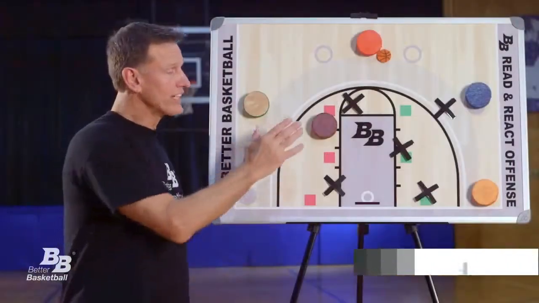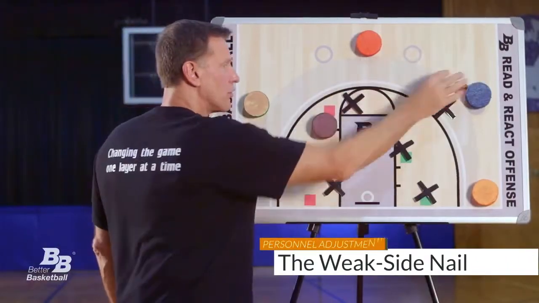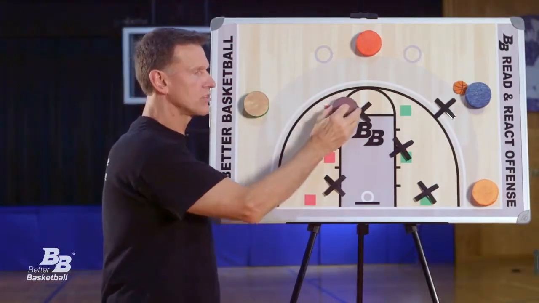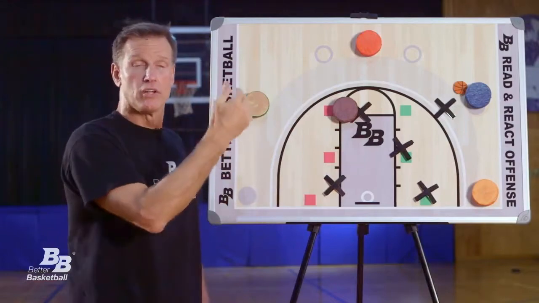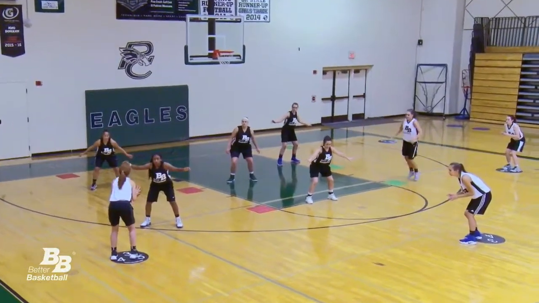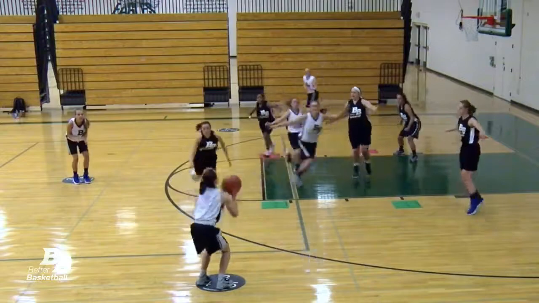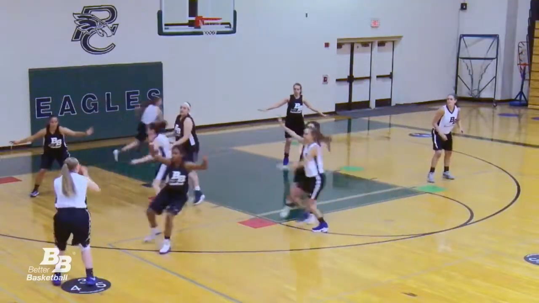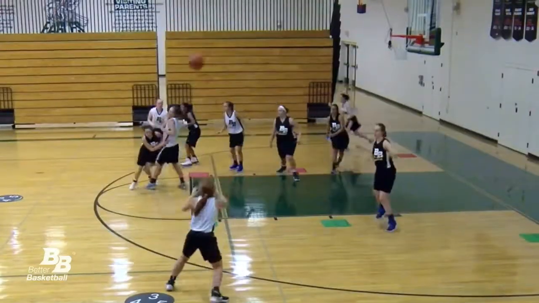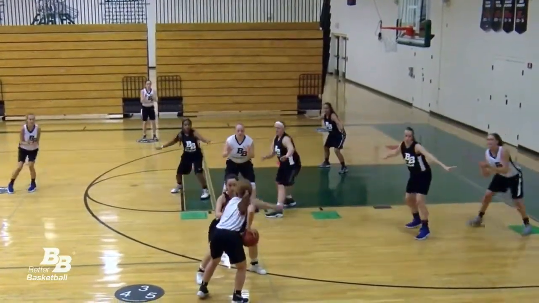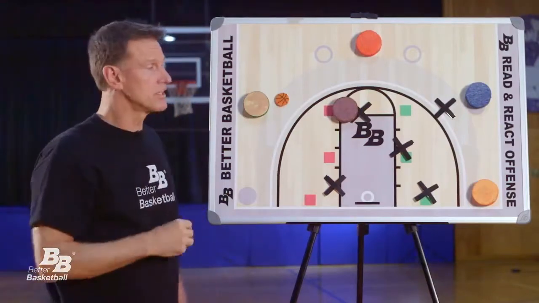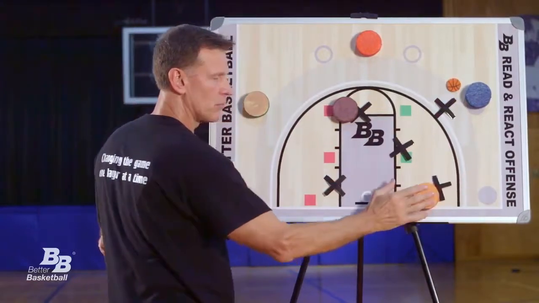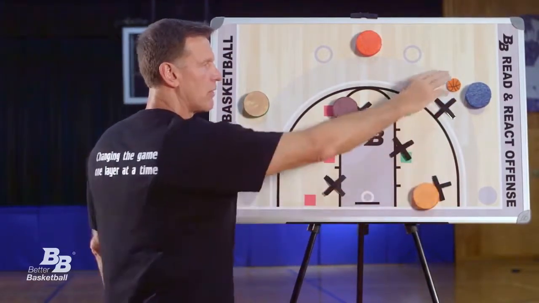Those count. The weak side nail has 3 assignments. The first one is set a cross key pin screen on the weak side defender. The second one is be a second diver. So we got someone here in the flank, ball side flank.